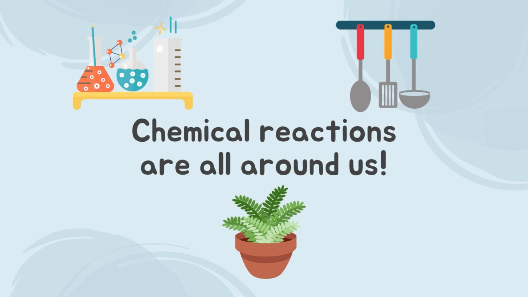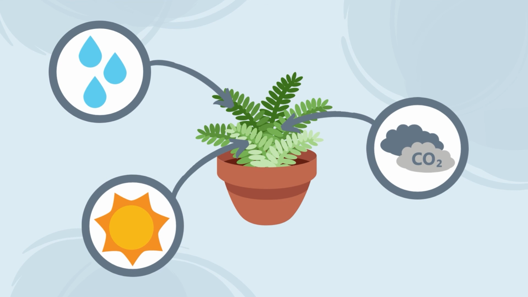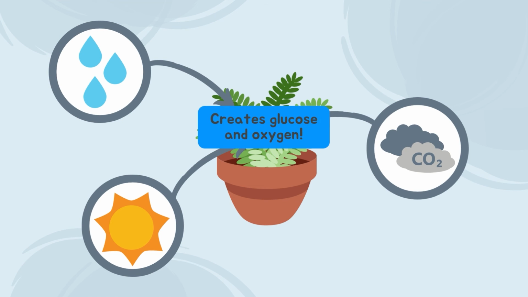Chemical reactions are vital to our everyday lives. After all, the air that we breathe is a product of a chemical reaction called photosynthesis. In photosynthesis, plants will absorb water, carbon dioxide, and sunlight in order to create glucose and oxygen.